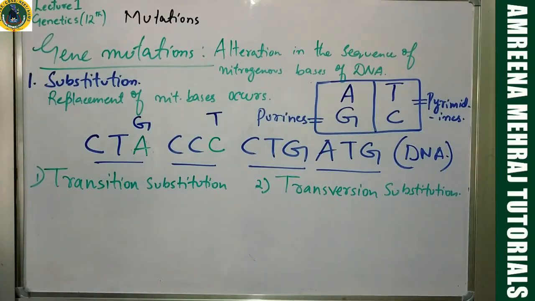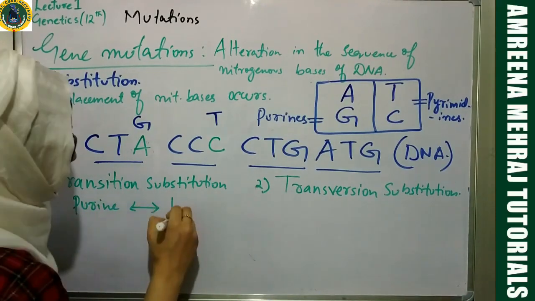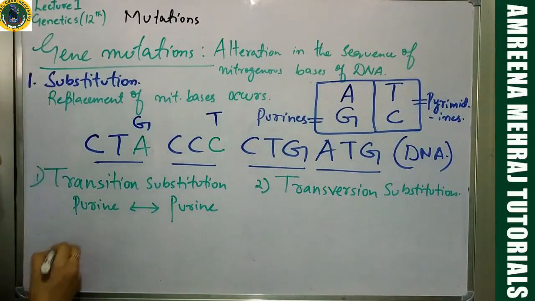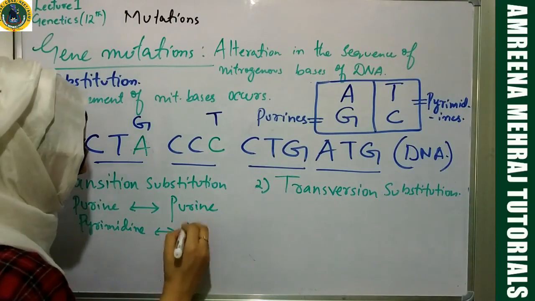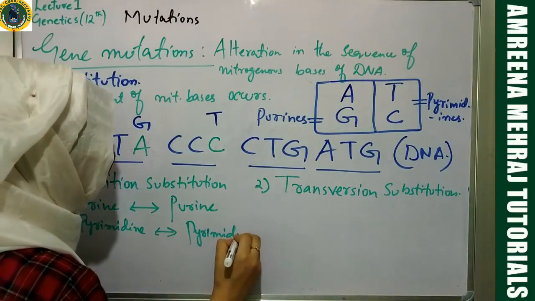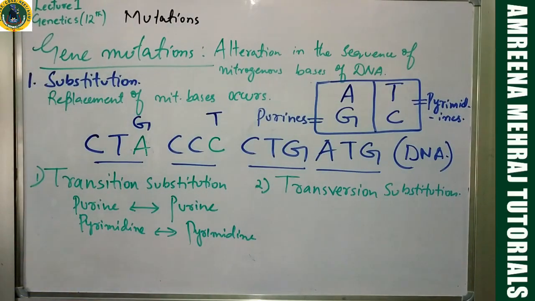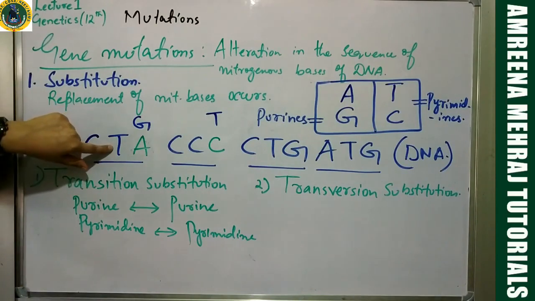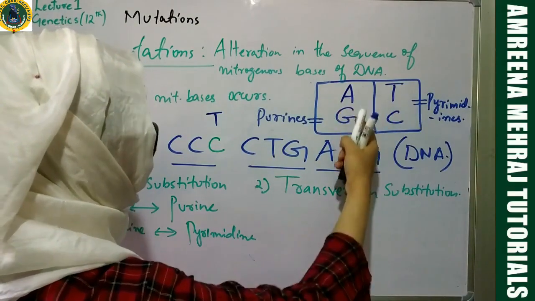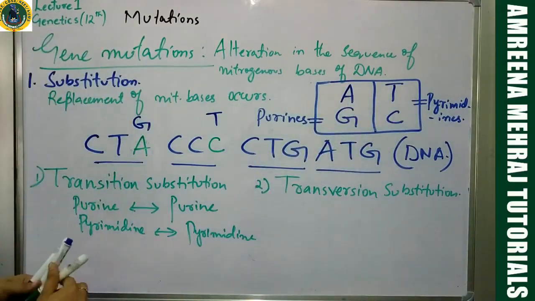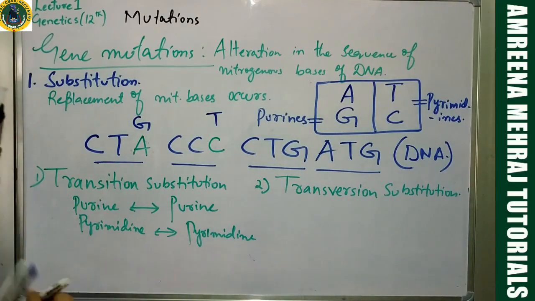What happens in transition substitution is that a purine is replaced by a purine, or a pyrimidine is replaced by a pyrimidine. Means what? Simple. Suppose this is thymine. What is it? A pyrimidine. It will be replaced by cytosine, not by A and G. So suppose this is being replaced by cytosine. Let me show you over here.